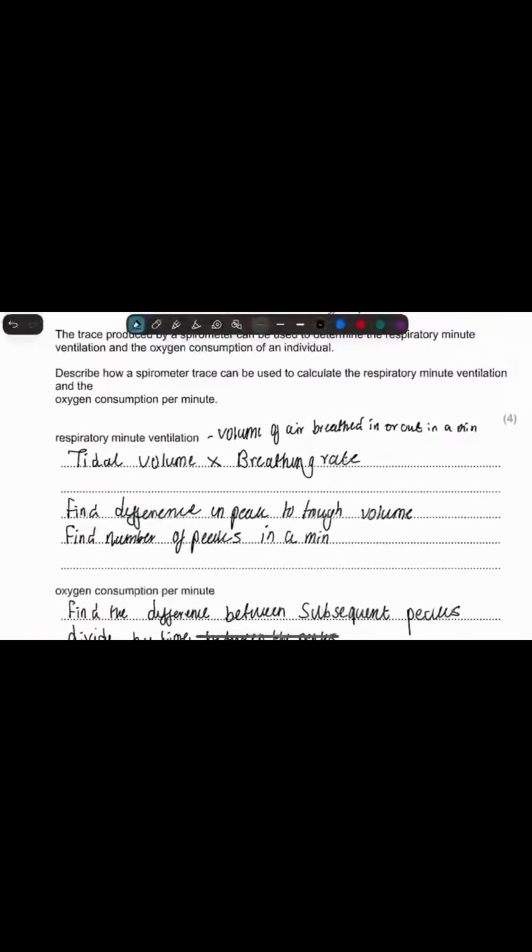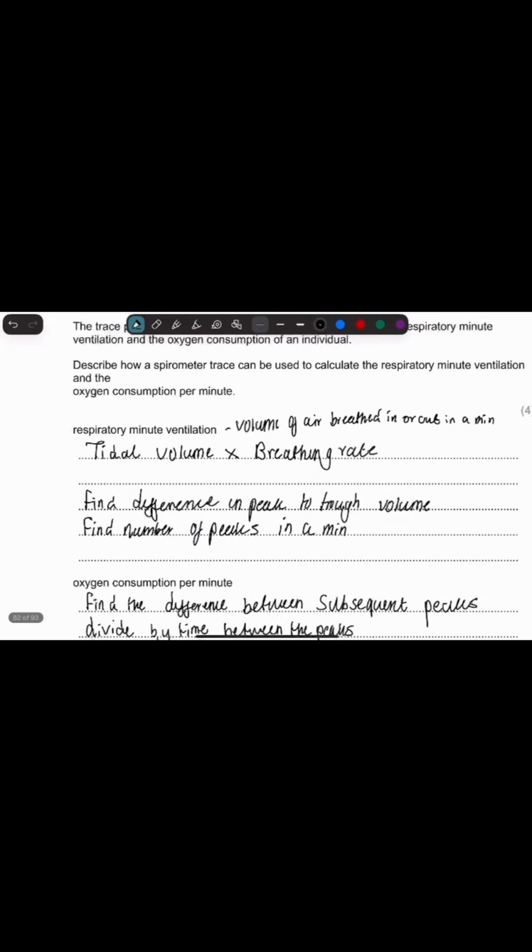So, first of all, when answering this question, we need to know what the respiratory minute ventilation is, and that's just the volume of air breathed in or out in a minute, calculated by tidal volume times breathing rate. So what this question wants you to do is describe what tidal volume is and what breathing rate is. On a spirometry trace, your tidal volume is going to be the difference in peak to trough volume, and the breathing rate is the number of peaks in a minute. Multiply them together, those are your marks.